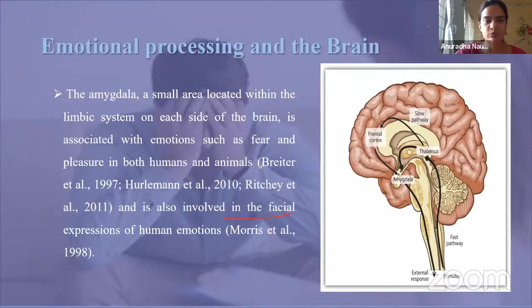The amygdala, a small area located within the limbic system on each side of the brain, is associated with emotions such as fear and pleasure in both humans and animals, and it is also involved in the facial expression of emotion. So you can see in the picture that this is the amygdala, and this is a very important organ that is related to how we are perceiving the situation. Fear or pleasure, or even our facial expressions. We put a smile, we are sad. All this has been related to amygdala in various researches.